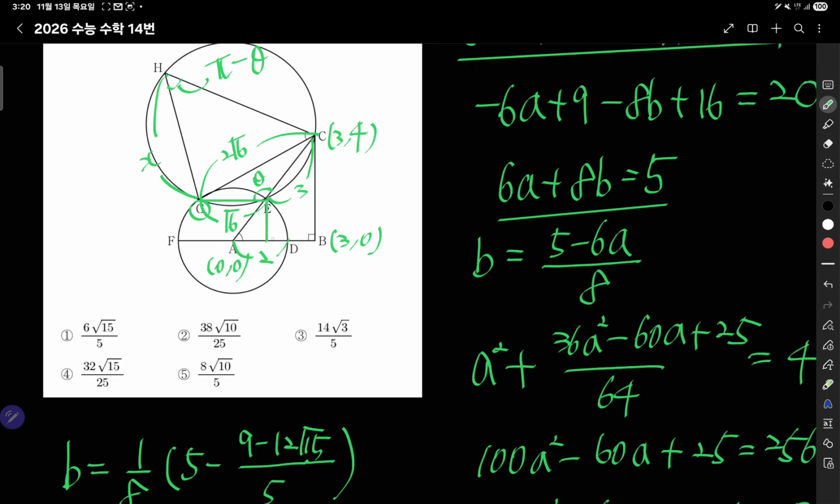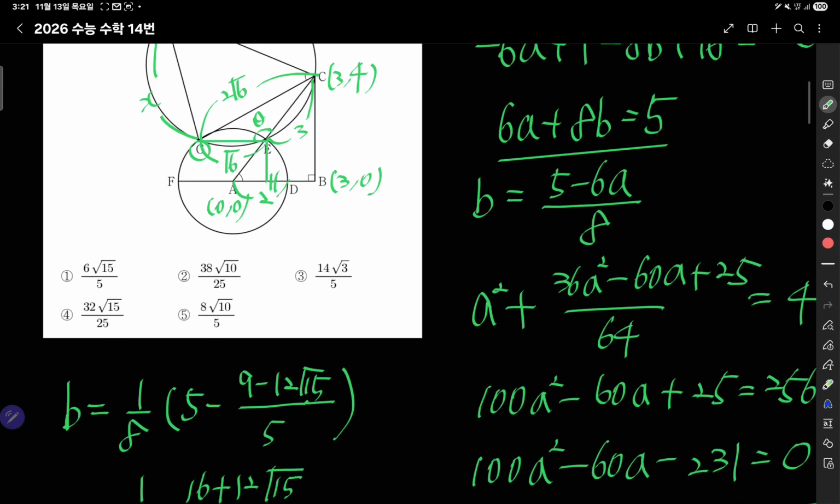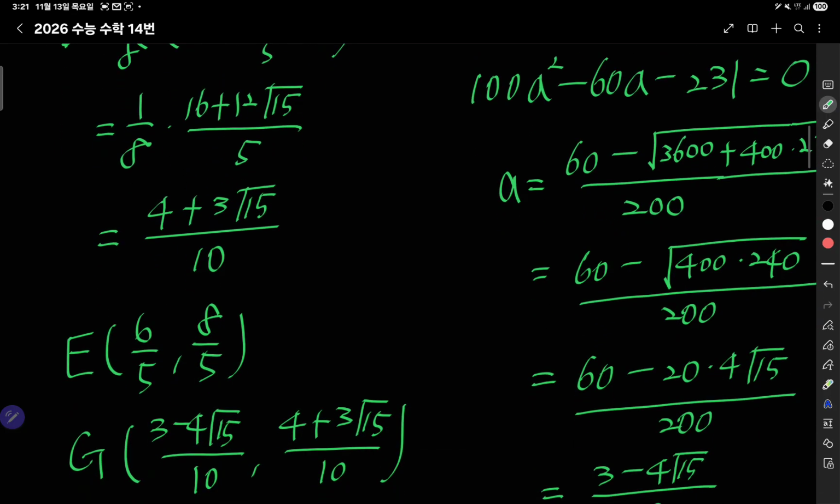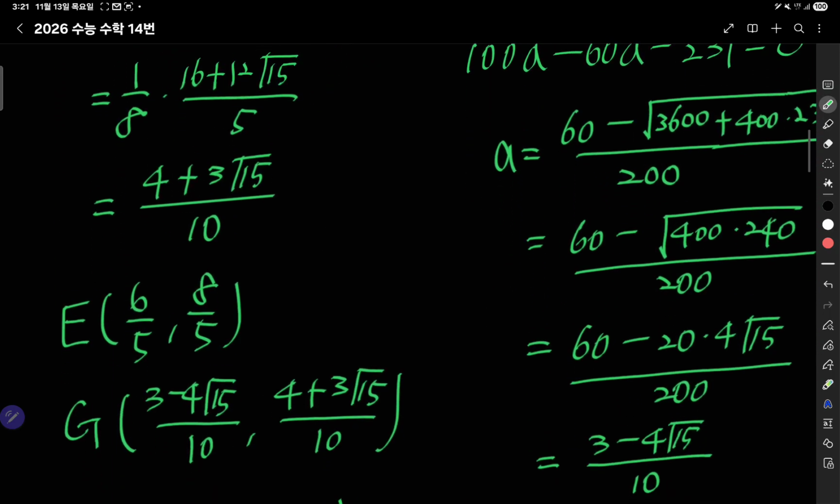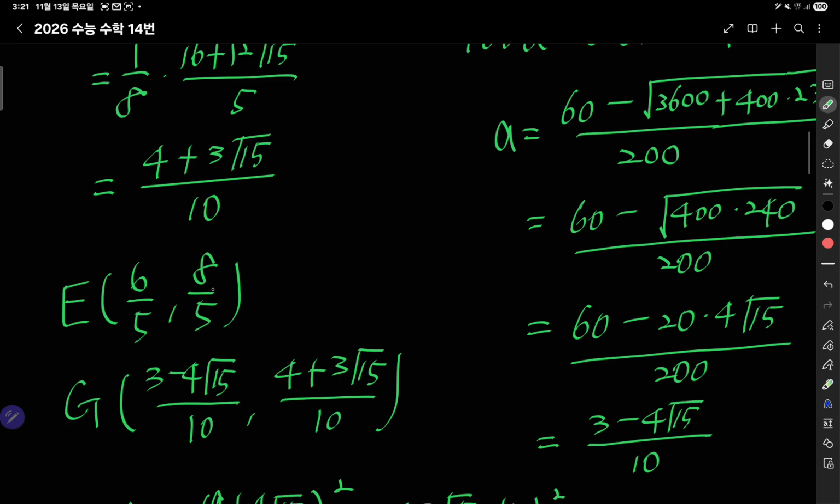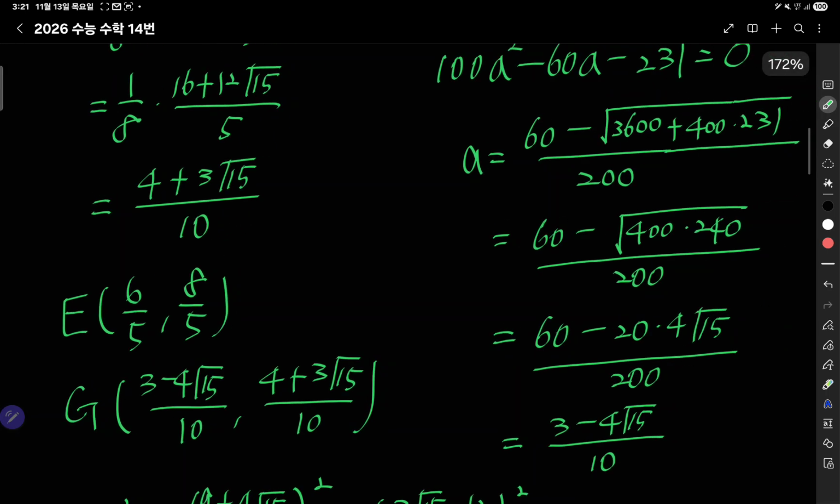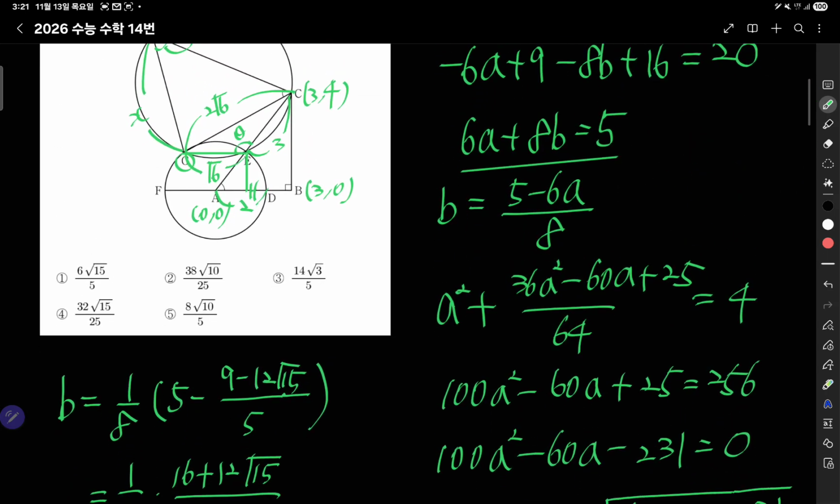let's say this point is H. The length of AH, which is the x coordinate, is 2 times 3/5, which is 6/5. And the length of EH, the y coordinate, is 2 times 4/5, so that makes 8/5. So now we have coordinates of G and E.